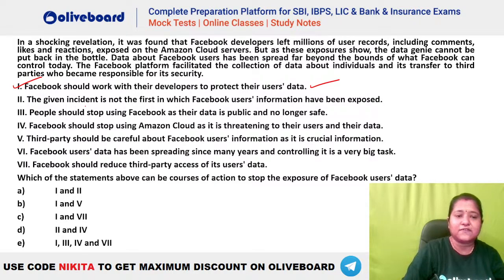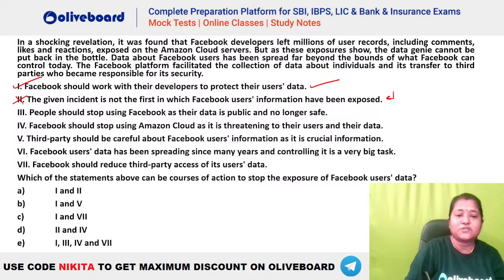What about two? The given incident is not the first in which users' information has been exposed. This is not giving you any steps which have to be taken, right? It is just showing you that this is not the first time that has happened ever, है ना? So it is not mentioning any steps which have to be taken. That is why two is not the right course of action.